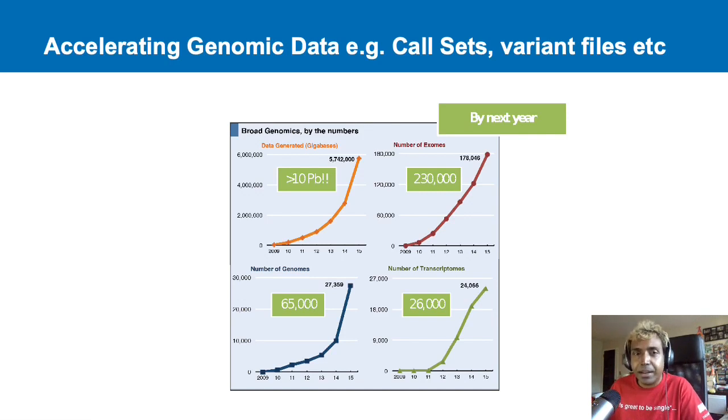The data generated from 2009 really shows an exponential increase in the amount of gigabases, and this is more than 10 petabytes worth of data that we're predicting by 2025, or almost right now. This comprises 230,000 exomes, 65,000 genomes, and 26,000 transcriptomes that make up all of this.